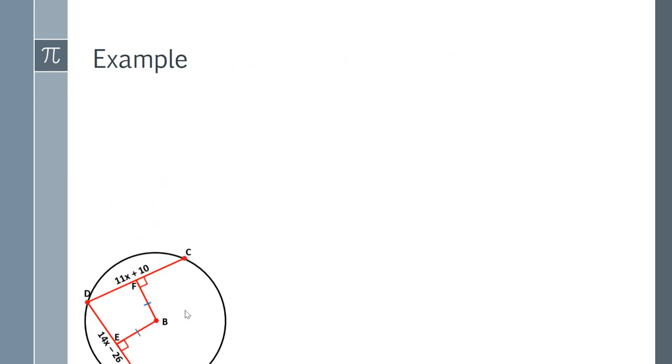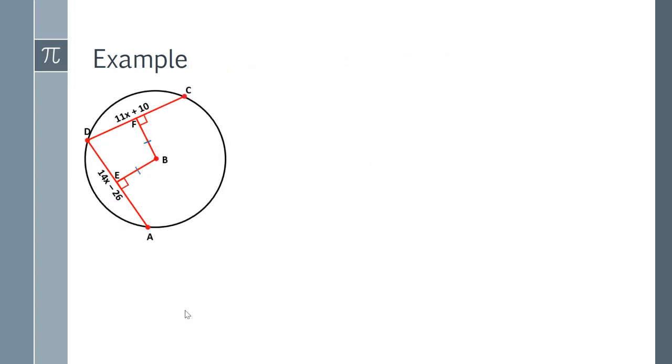So here's an example. Here's our situation. You see these two segments are congruent, right here, BF and BE. If we want to find the value of x, we just set up an equation: 14x minus 26 equals 11x plus 10. Now solve for x. Subtract 11x from each side, giving us 3x minus 26 equals 10. Add 26 to each side, giving us 3x equals 36. And finally, divide by 3. And so we know that x is 12.